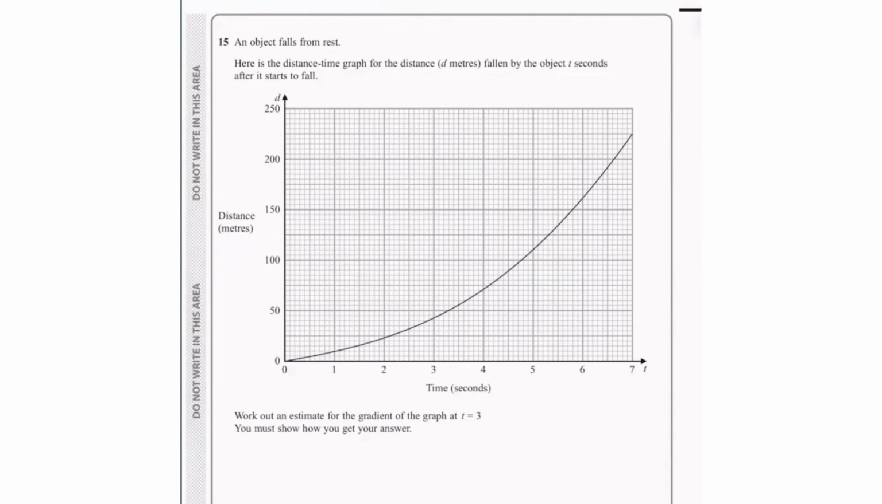Question 15 says an object falls from rest. Here's the distance time graph for the distance d meters, fallen by the object t seconds after it starts to fall. Work out an estimate for the gradient of the graph at t equals to 3. You must show how you get your answer. So let's first mark t equals to 3 over here. We will make a line at t equals to 3.